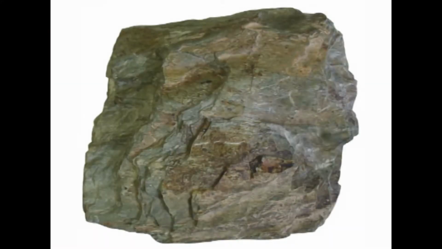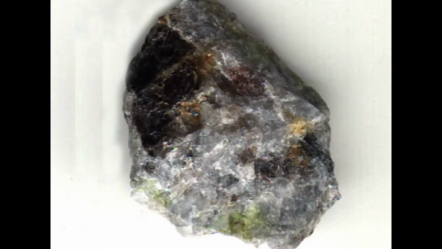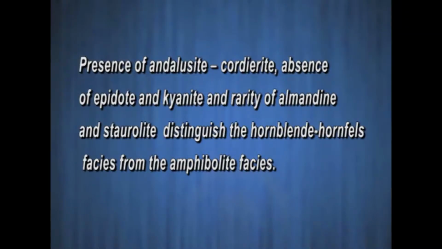Mineralogical limits. The mineral assemblages of the Hornblende Hornfels facies differ from the albite epidote Hornfels facies in the development of hornblende and plagioclase, anorthite percent varying from 25 to 40, rather than albite and actinolite, and in the presence of diopside and grossularite bearing assemblages in calcareous rocks. The presence of andalusite and cordierite, absence of epidote and kyanite, and rarity of almandine and staurolite distinguish the Hornblende Hornfels facies from the amphibolite facies.